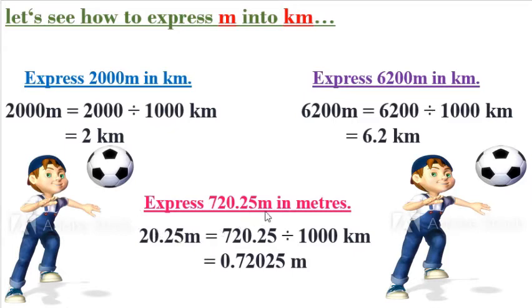The next one, express 720.25 meters in kilometers. This time also you have to divide by 1000. So 720.25 divided by 1000. This decimal point again shifts 3 times. 1, 2, 3. So the answer is 0.72025 kilometers.